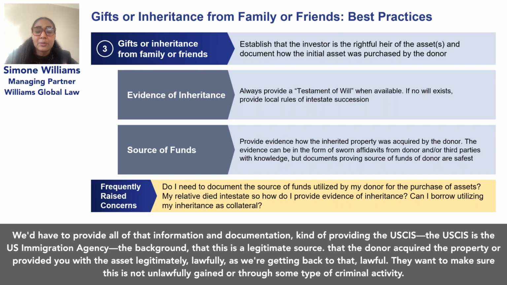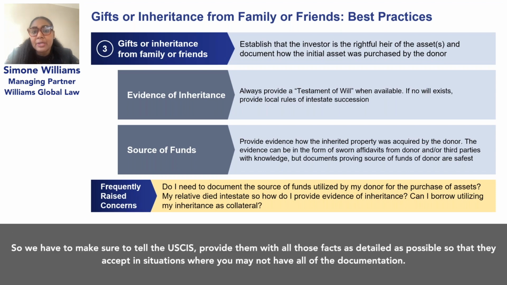USCIS is the U.S. Immigration Agency. We give them the background that this is a legitimate source. The donor acquired the property or provided you with the assets legitimately and lawfully, as we keep getting back to that word, lawful. They want to make sure this is not unlawfully gained or through some type of criminal activity. So we have to provide them with all those facts as detailed as possible, so that they accept it in situations where you may not have all of the documentation.